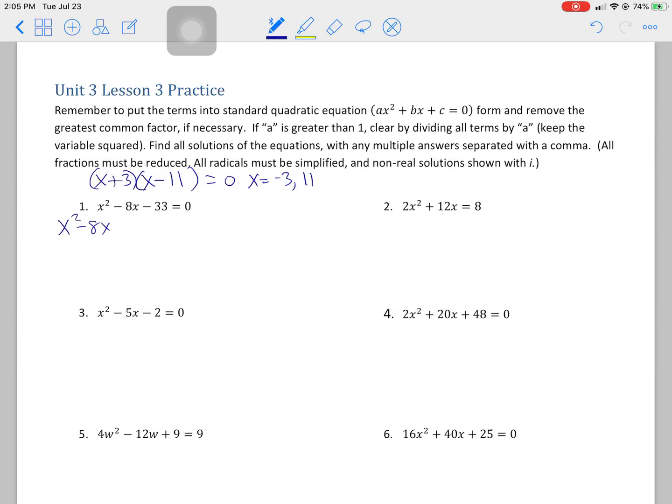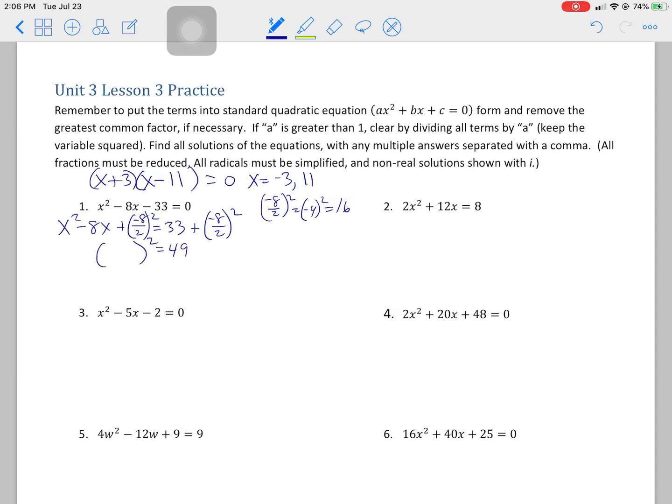Let's move over the 33 by adding it to both sides. Then you want to add the b over 2 squared to both sides. Okay. Negative 8 over 2 squared is the same as negative 4 squared, which is 16. So this side is 16 plus 33 is 49.